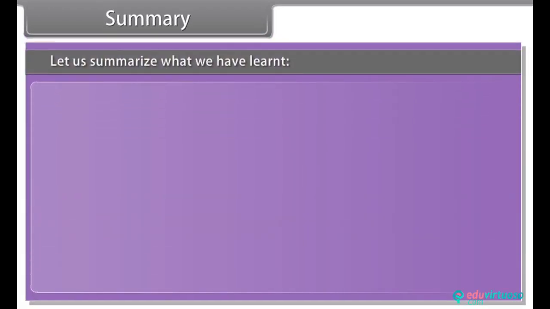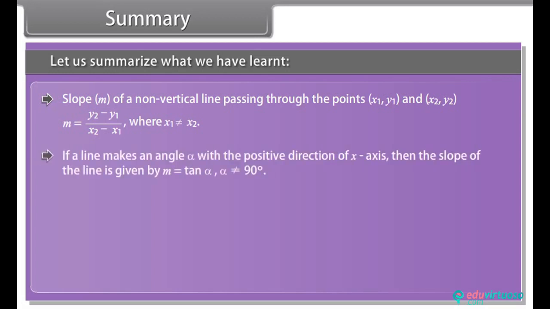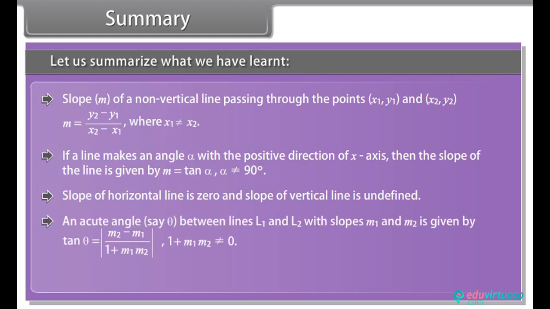Let's summarize what we have learnt. Slope m of a non-vertical line passes through the points (x1, y1) and (x2, y2). If a line makes an angle alpha with the positive direction of the x-axis, then the slope of the line is given by m = tan alpha, alpha not equal to 90 degrees. Slope of a horizontal line is 0 and slope of a vertical line is undefined. An acute angle between lines L1 and L2 with slopes m1 and m2 is given by the formula, provided 1 + m1 m2 is not equal to 0.